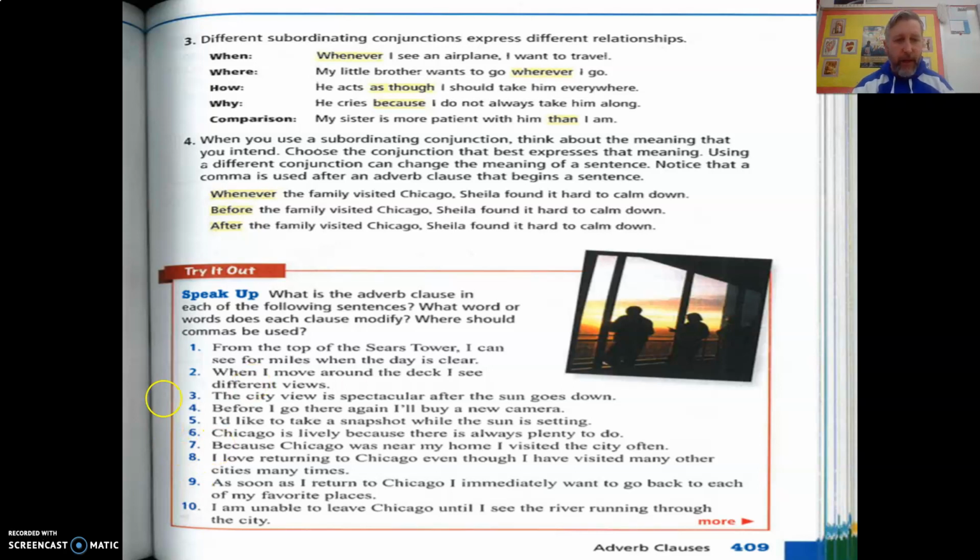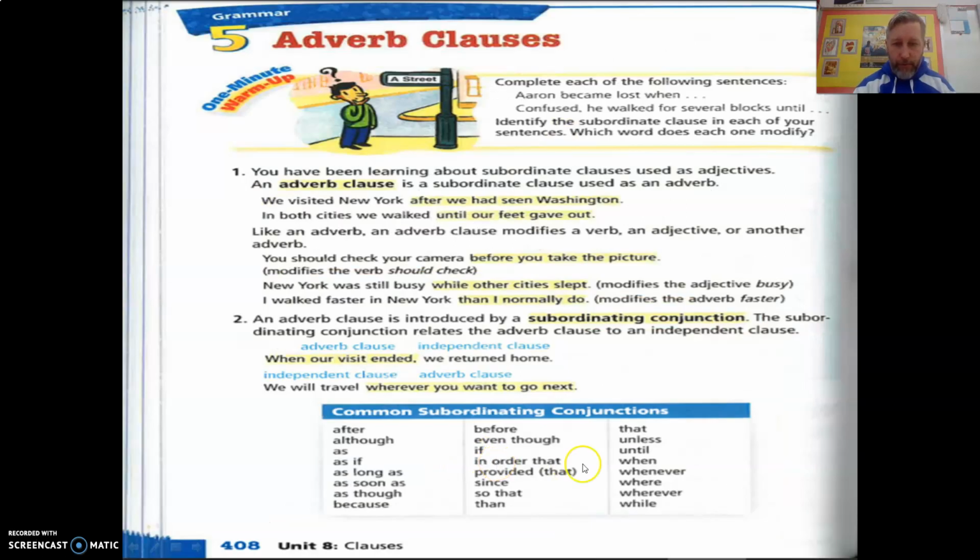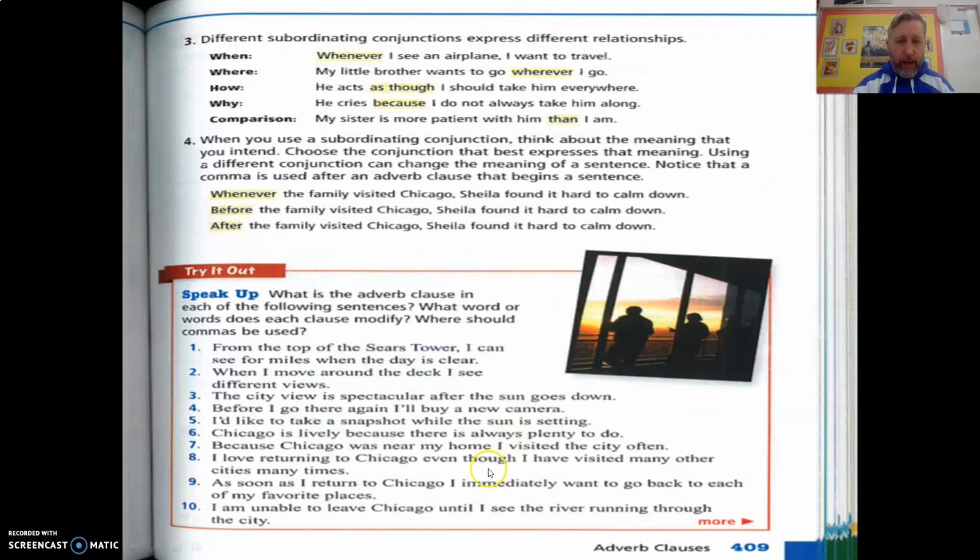Number 6, "because there is always plenty to do," and it describes lively. Number 7, "because Chicago is near my home," and that modifies visited. Number 8, this is a big one. Notice "even though" is one of the conjunctions, so "even though" is where you should start, and then it goes the rest of the way.